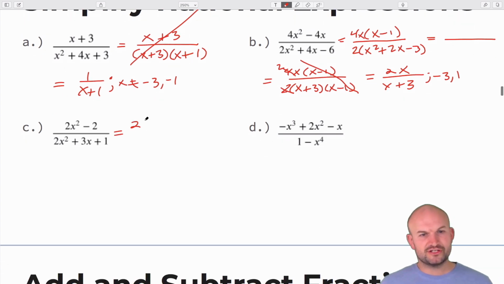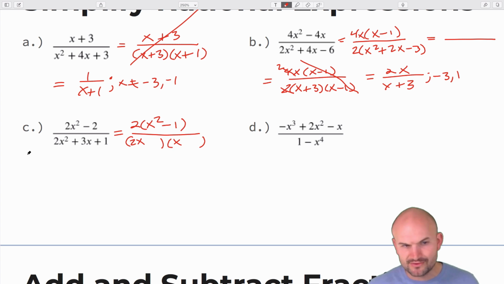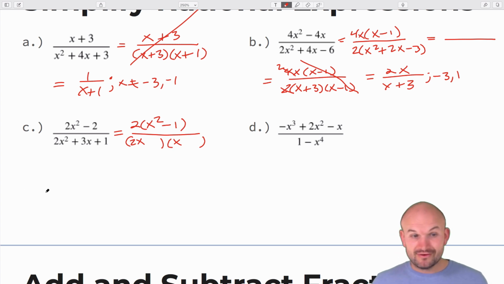Again, I can factor out a 2. So I get an x squared minus 1. Here, I can't really factor anything out, but again, I noticed that my last term is 1. So I know that a trinomial, guys, is going to be a product of two factors, right? And they have to multiply to give me 2x and x. Now, the nice thing about this problem is a lot of people are like, I don't know how to factor when a is not equal to 1. Yeah, but look how easy this problem is.